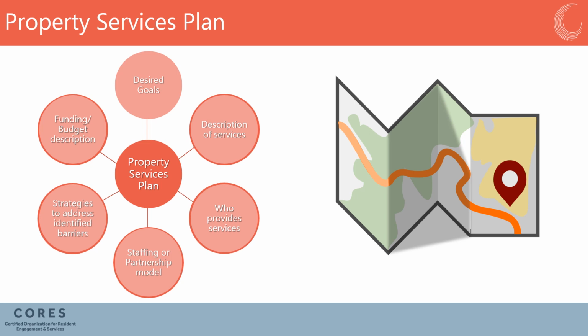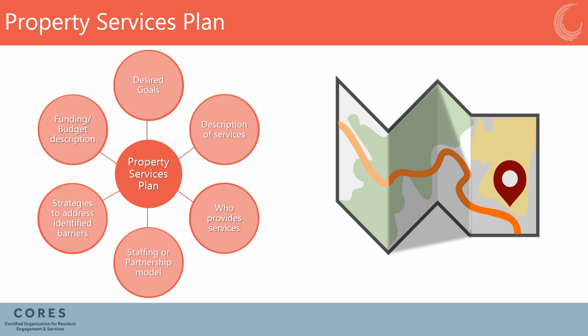Lastly, what do you hope to achieve with this program plan? The Property Services Plan should tell us what your desired goals are and what measures you are going to use to track these goals. Maybe you hope to see increased social connection for seniors, increased housing stability, or improved reading levels for elementary school children.